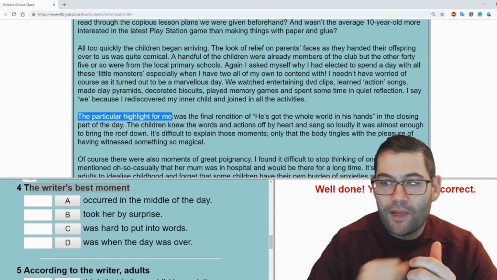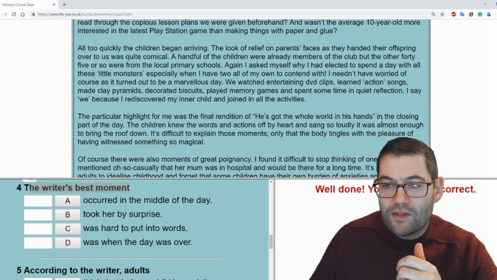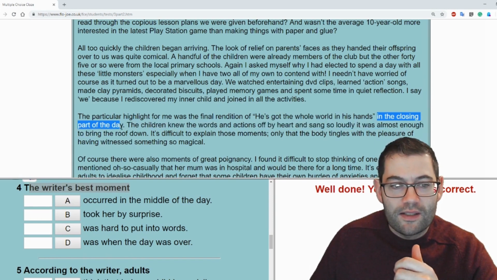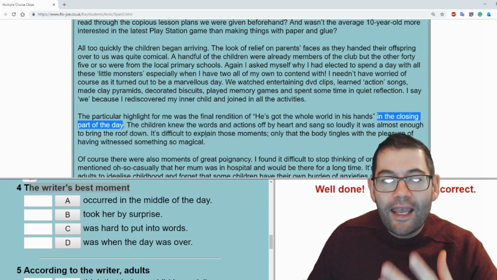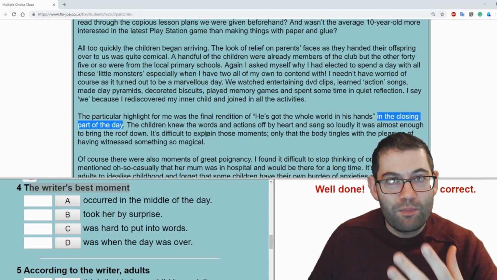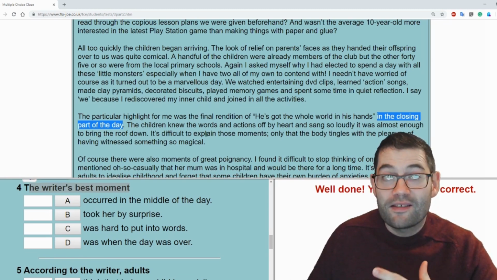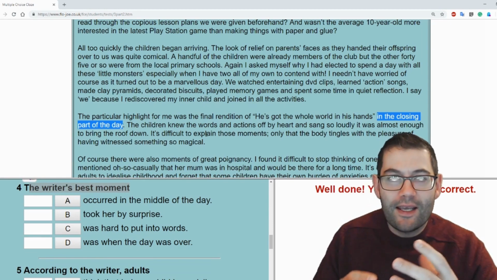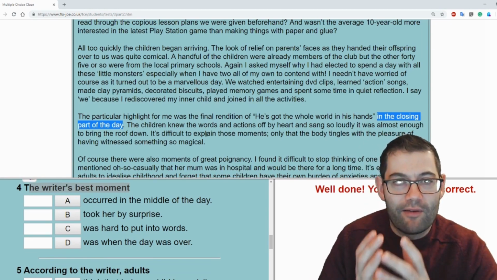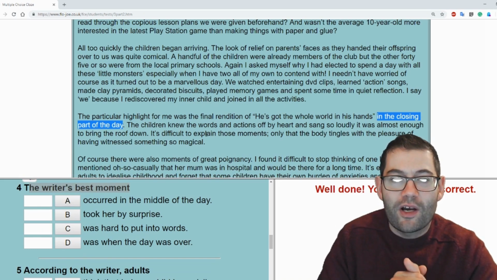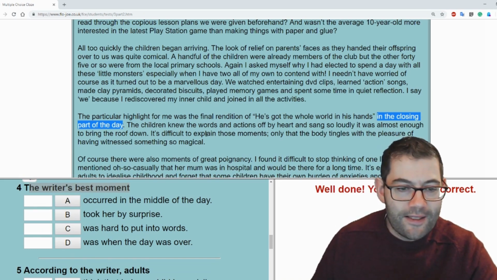Now, did it occur in the middle of the day? No, because it says here in the closing part of the day. Did it take her by surprise? There's nothing here that suggests explicitly or obviously surprise. You might get the idea that it might have been surprising, but we're looking for clear vocabulary links, and there's nothing in this paragraph that suggests surprise.